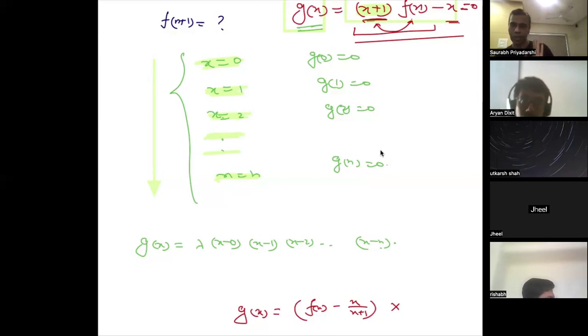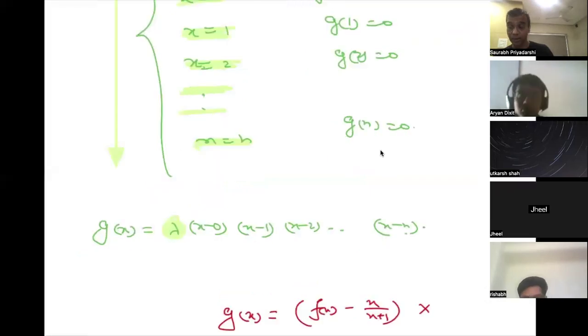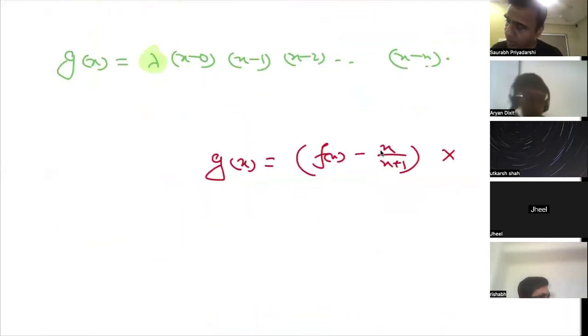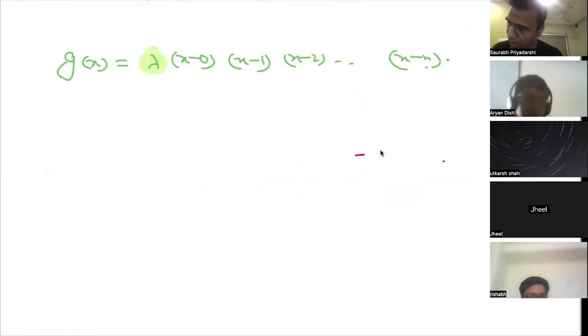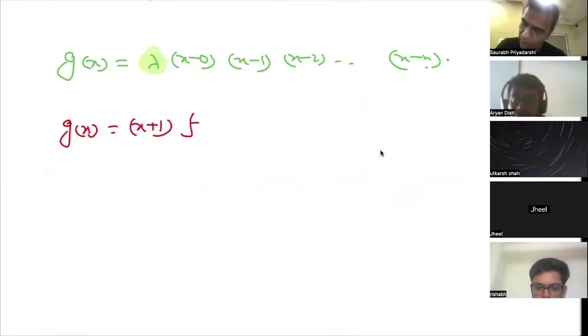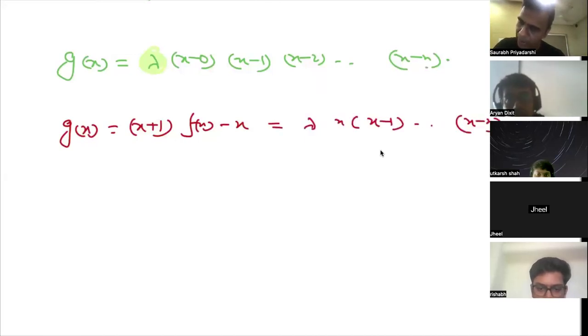But I still have one doubt, and this problem is the lambda. Lambda is a big problem. So what we said is that this is written, and this g(x) is nothing but (x plus 1) times (f(x) minus x) equal to lambda times x(x minus 1) up to (x minus n), right? This is given. Up to this, everyone is okay with this.